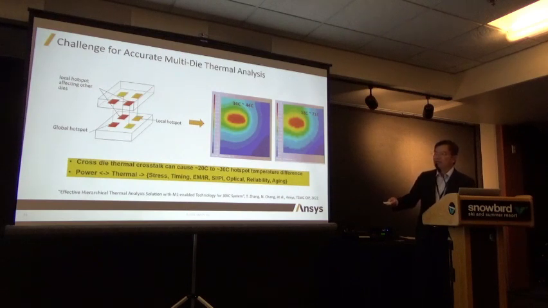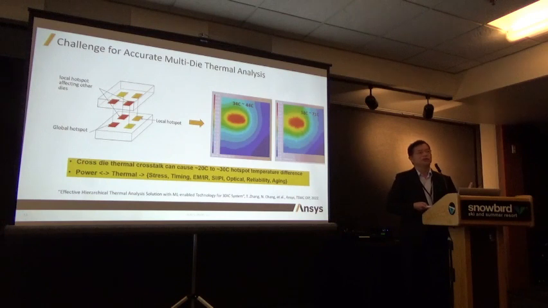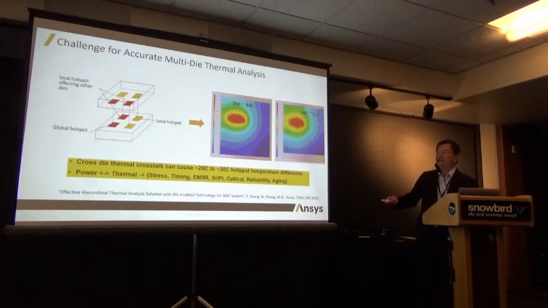Power is the source of the temperature, but when the temperature increases, the leakage power will increase, because leakage power is an exponential function of the temperature. And when temperature increases, it will affect a lot of things in the 3D IC.